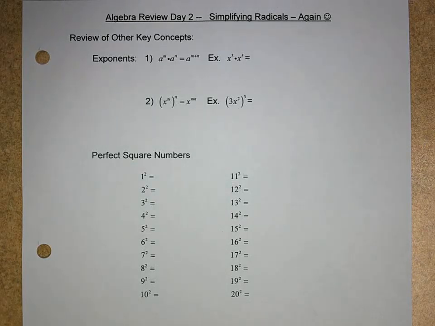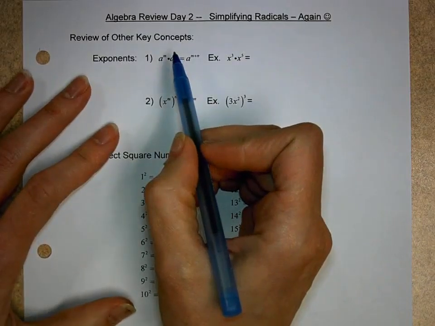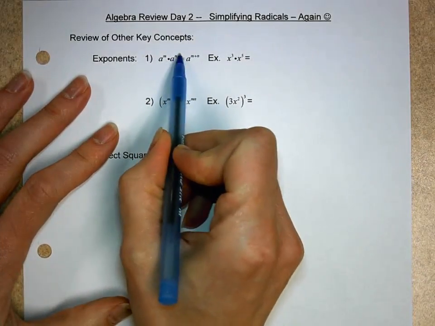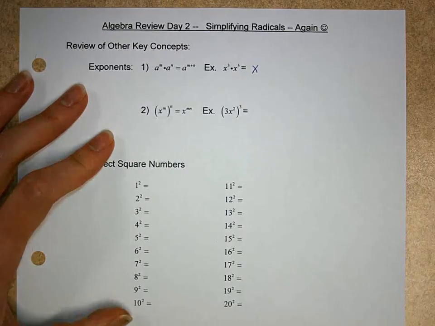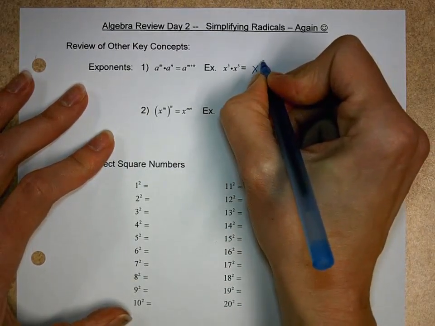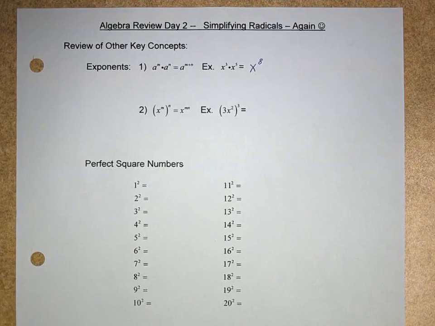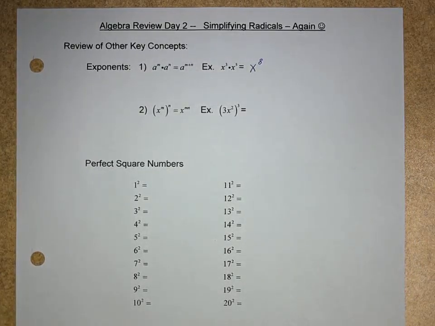Let's go for it. Let's do some reviews of radicals. When you're working with exponents, remember, when you're multiplying variables that have the same base, you can add their exponents. So here, when you have x cubed times x to the 5th, that's really x to the what? X to the 8th. Again, that's really nothing different than what we've had before. So we want to make sure we stay on top of that.